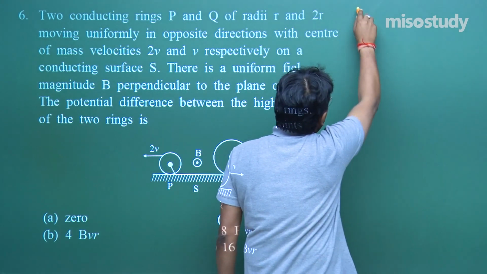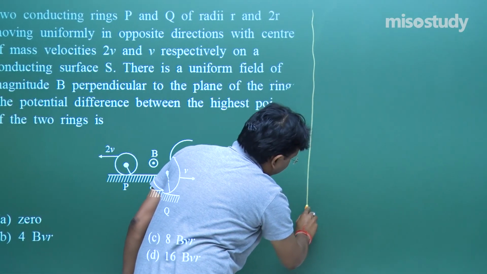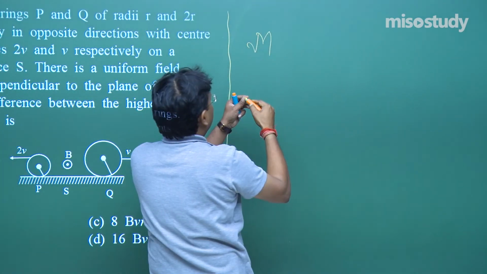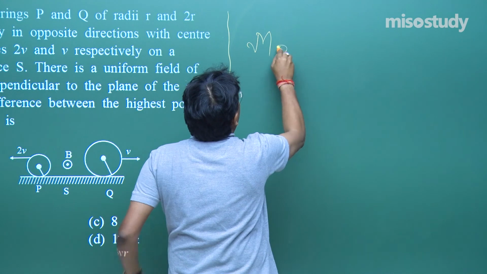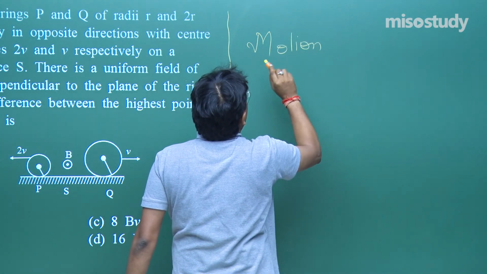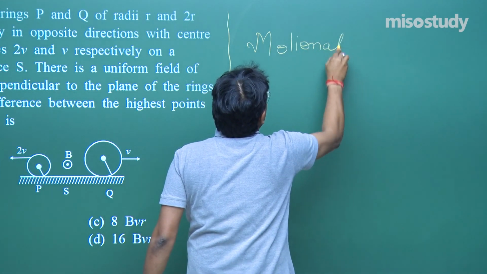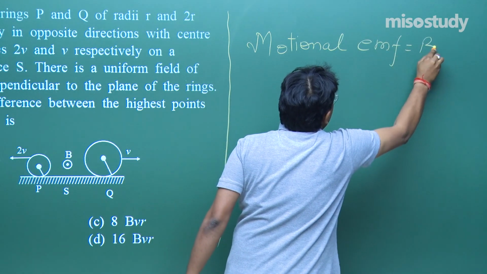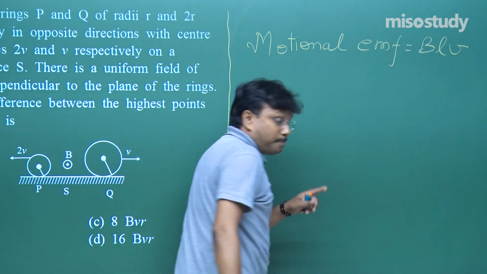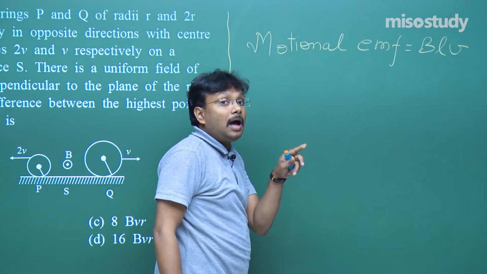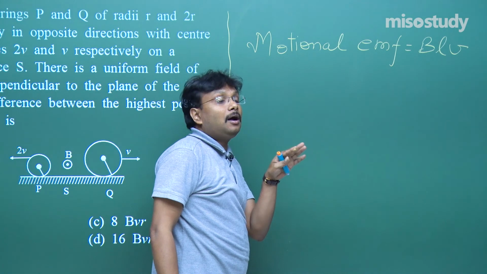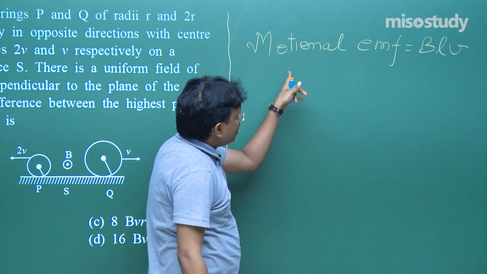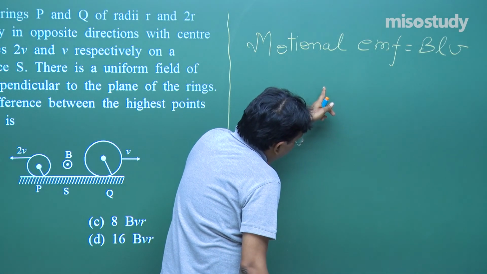Now, I am writing the formula. Motional EMF is BLV. This is the basic result. We discussed it for the aeroplane, for a tanker carrying petrol or diesel, and for a chain hanging, something like that. So, motional EMF is BLV.